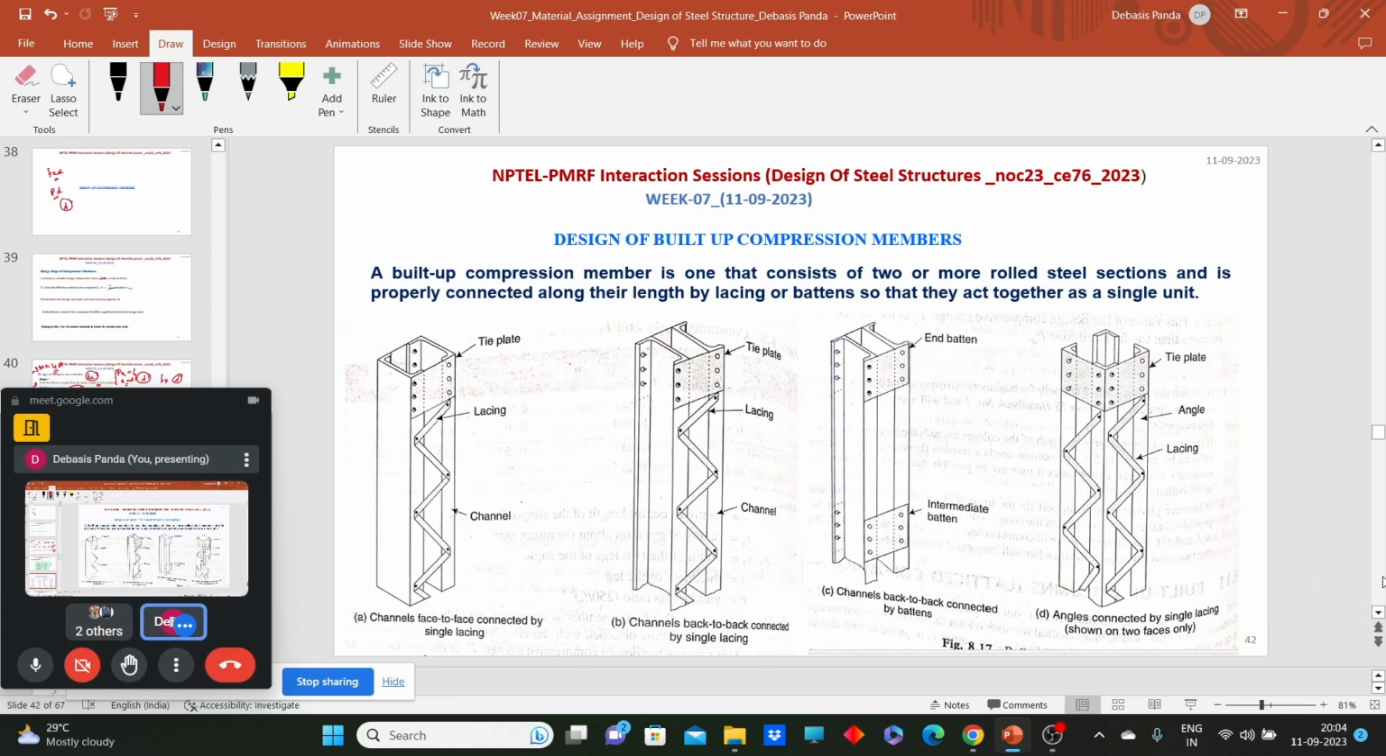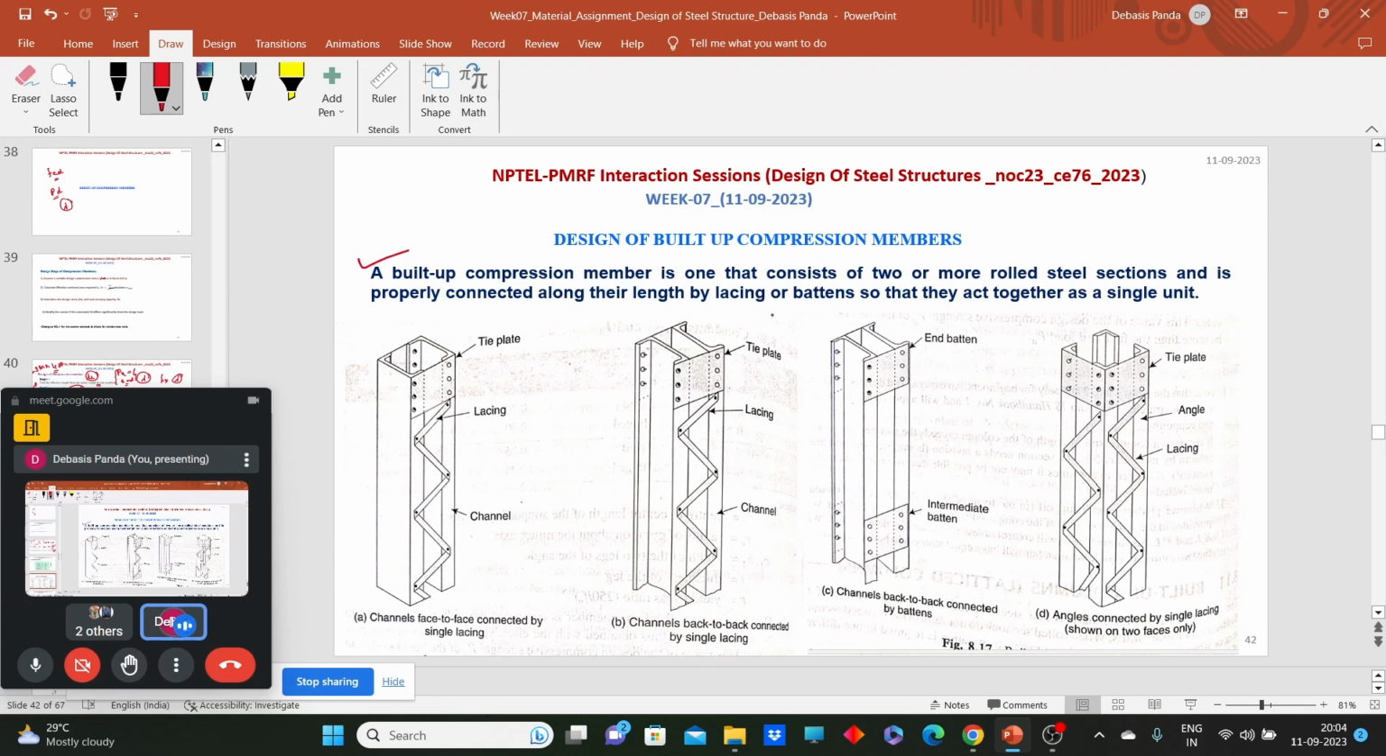So till now what we have seen is that we can use different sections as a compression member. We have learned how to calculate the design strength of a compression member as a single section, and we have seen some problems regarding the use of single members. So first, let's have some flavor of the built-up member. Now we will learn the built-up member. What do we mean by a built-up member? A built-up member means that in that member we have more than one section.